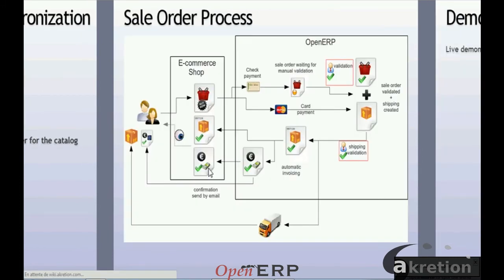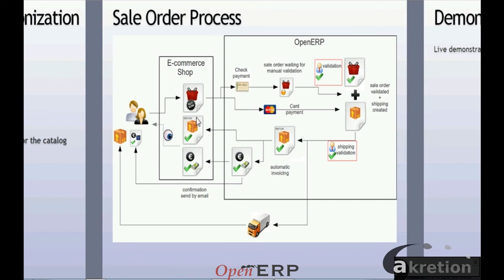So I'm just going to explain the process for the sale order. What is the process for the sale order? The first step is your customer is going to buy something in your e-commerce shop. It can be Magento, PrestaShop, later Drupal Commerce, or Amazon, eBay, or whatever you want. So the customer buys on your e-commerce shop. Then you have two possibilities: the order has been paid by the customer, or it has not been paid.